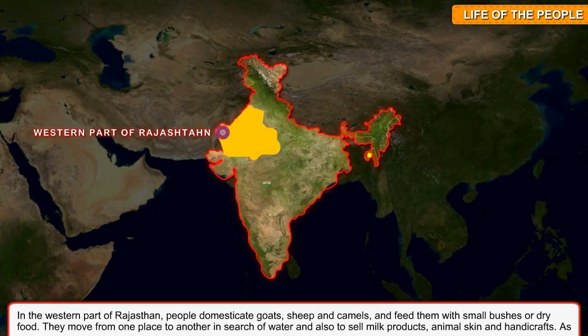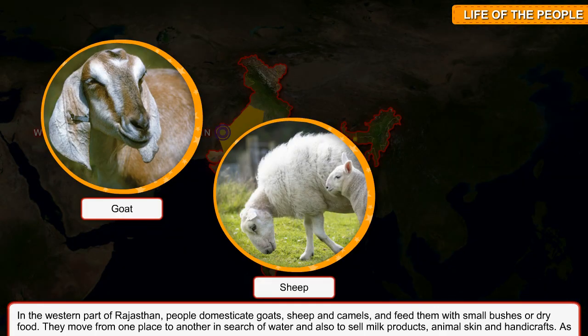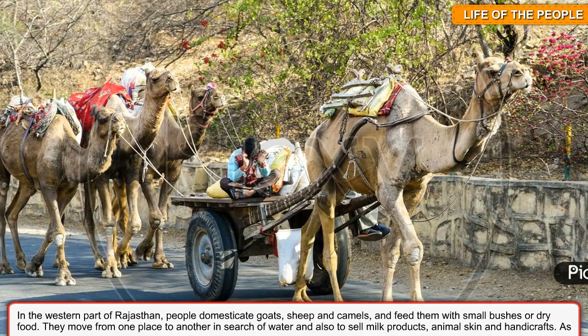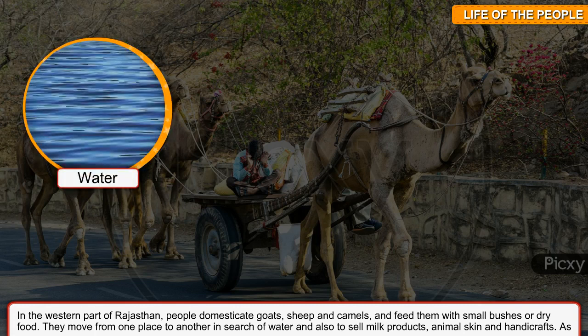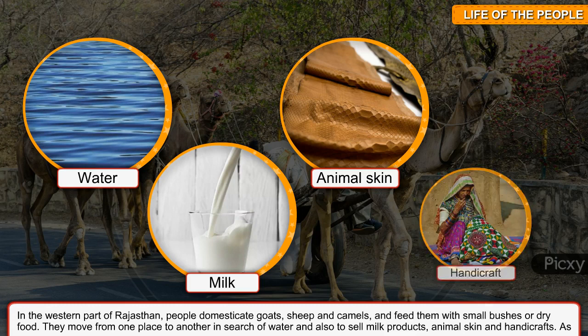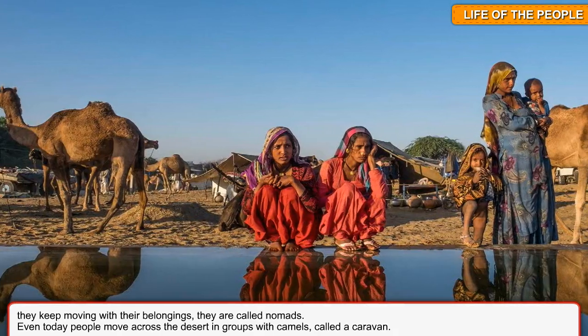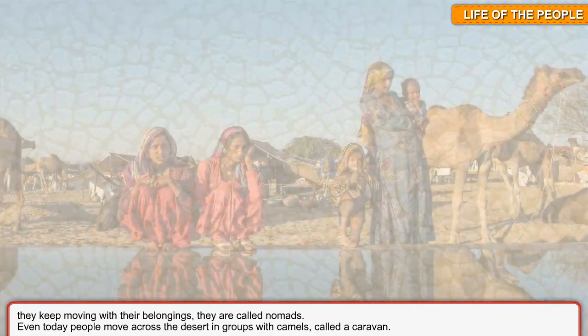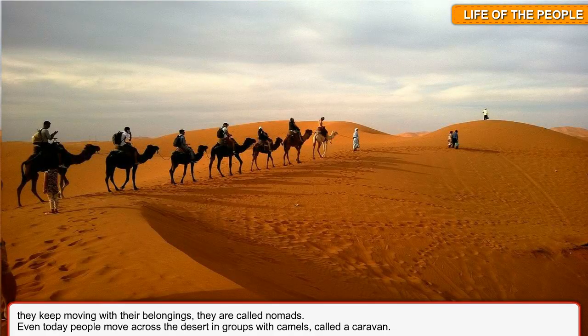In the western part of Rajasthan, people domesticate goats, sheep, and camels and feed them with small bushes or dry food. They move from one place to another in search of water and also to sell milk products, animal skin, and handicrafts. As they keep moving with their belongings, they are called nomads. Even today, people move across the desert in groups with camels, called a caravan.